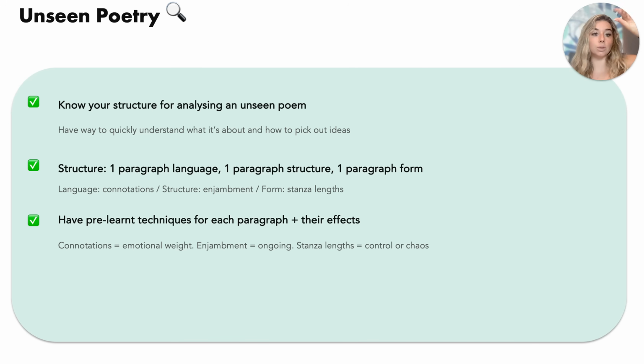Or if the stanzas were all different, maybe one was 4, one was 3, one was 2, one was 1, they were different lengths, that could show chaos. And again, I would link it to whatever the poem is about. Does that show that love is chaotic, that love is unpredictable, or time is unpredictable, you can't control it? Whatever the poem is about, if you learn the effect of the technique, you can then apply it.